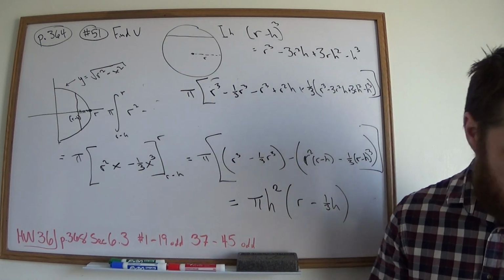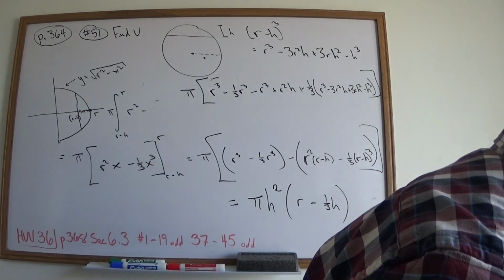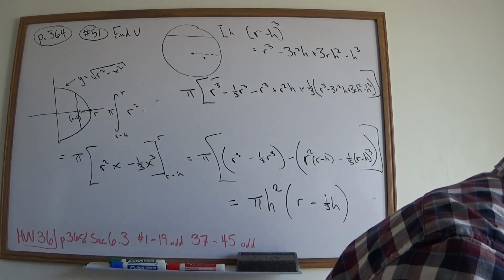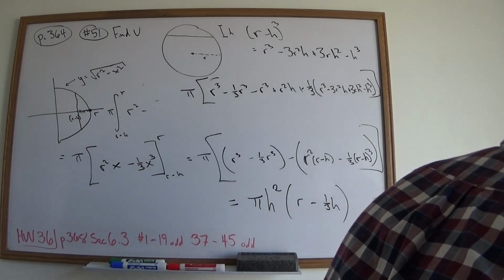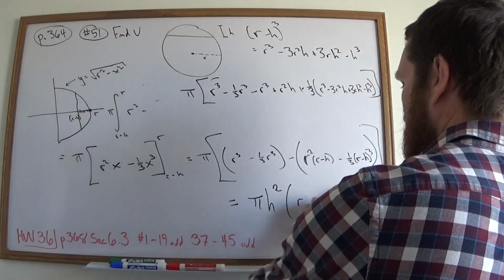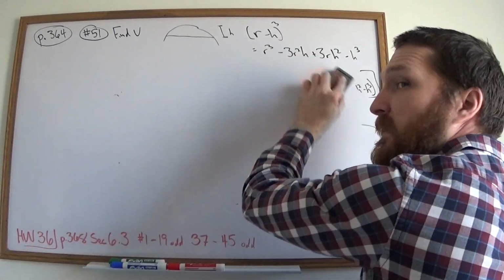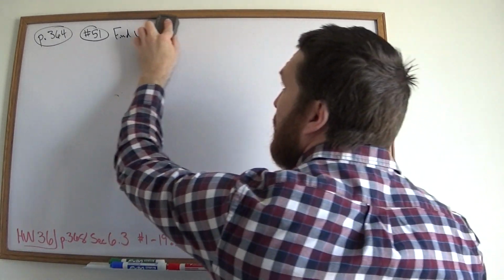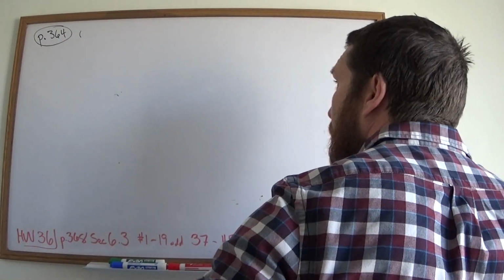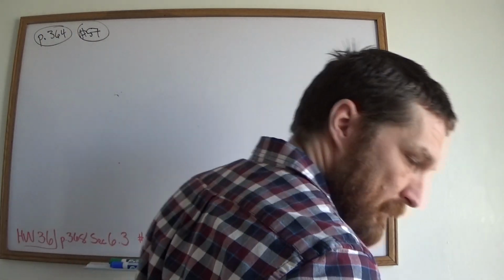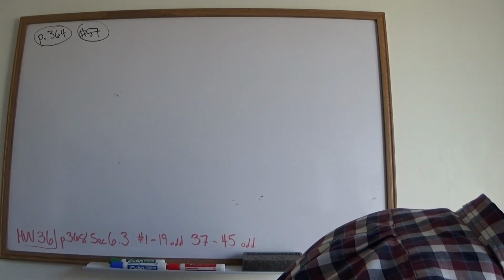Okay. Except for the h squared. Since we're coming towards the end, let's hurry up with this. So this is number 57. Still 364. Number 57. All right. It says the base of S.